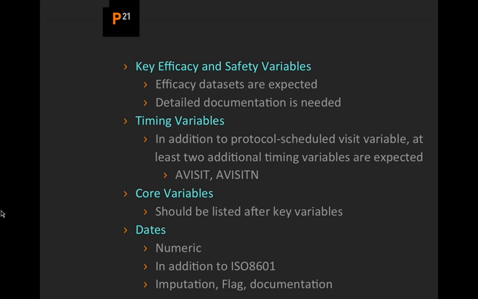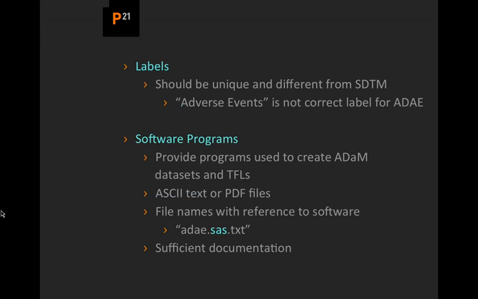Key variables and key efficacy and safety variables domains are expected, and detailed documentation is required. In addition to protocol scheduled visit variables like visit and visit number, at least 2 additional timing variables are expected, analysis visit and analysis visit number, that can help to handle visit windows in analysis data. These variables should be listed after the key variables.